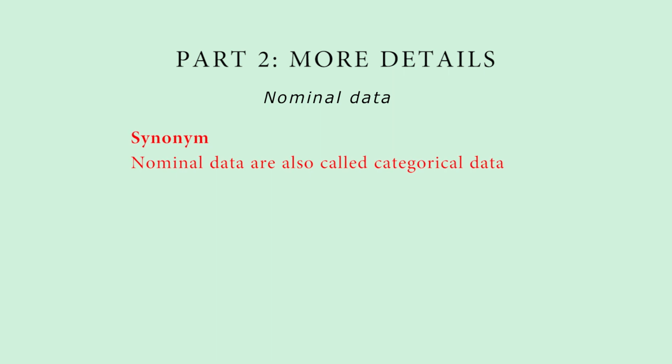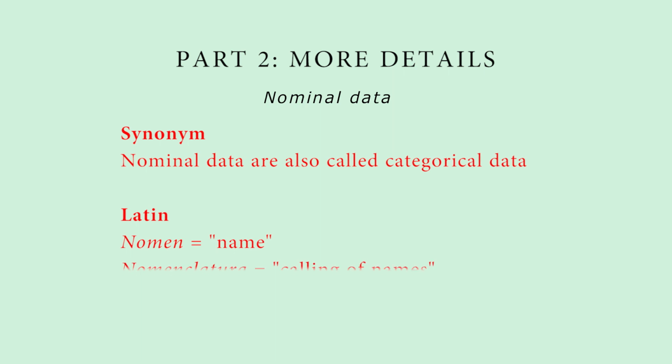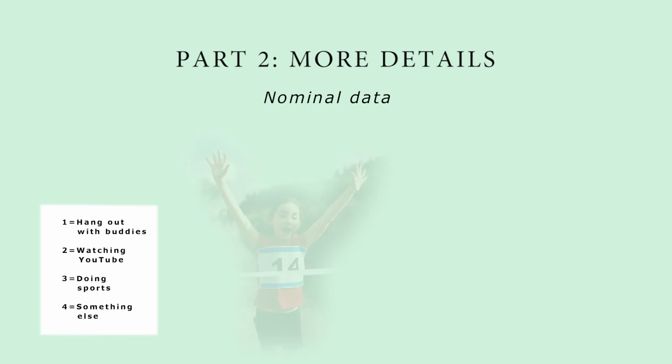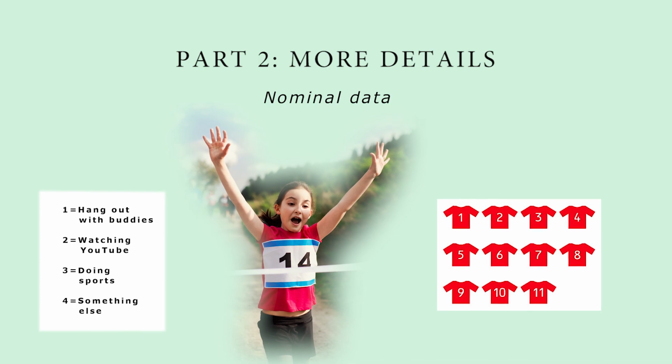Sometimes nominal data are also called categorical data. The word nominal comes from Old Latin and it means name. In summary, the numbers in nominal data or on a nominal scale are just names.